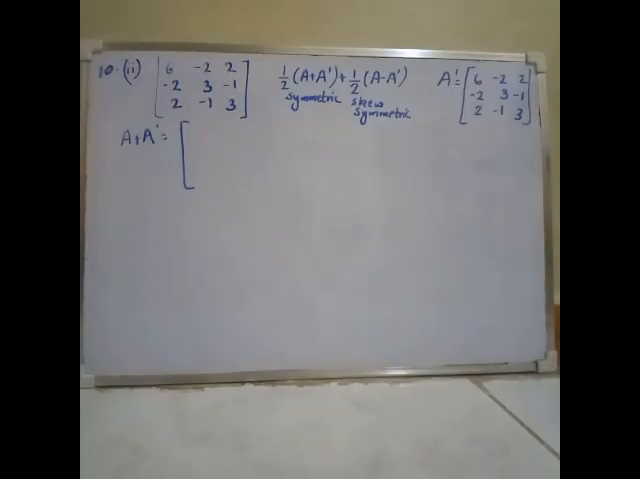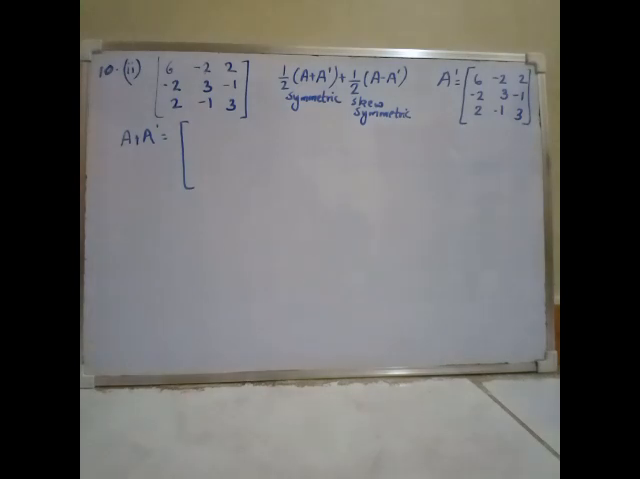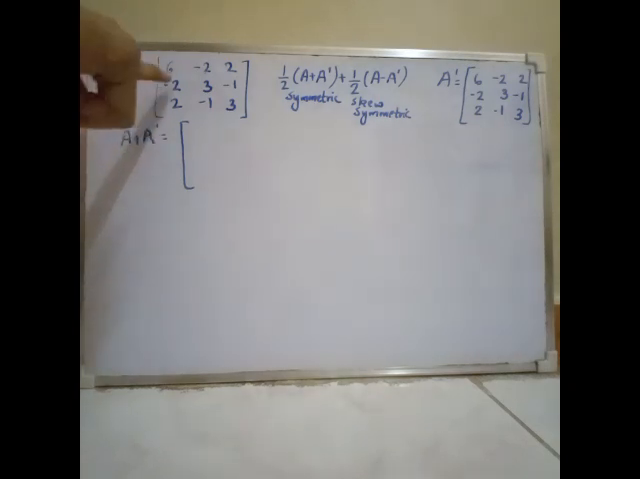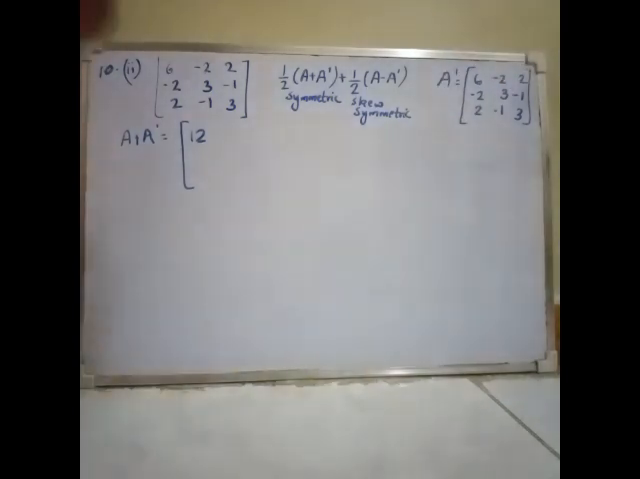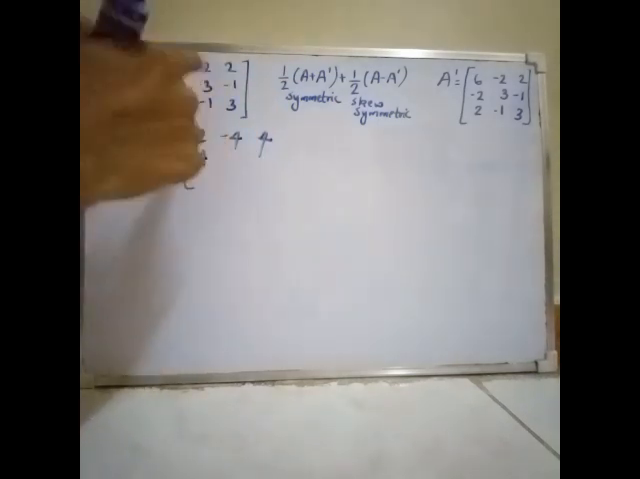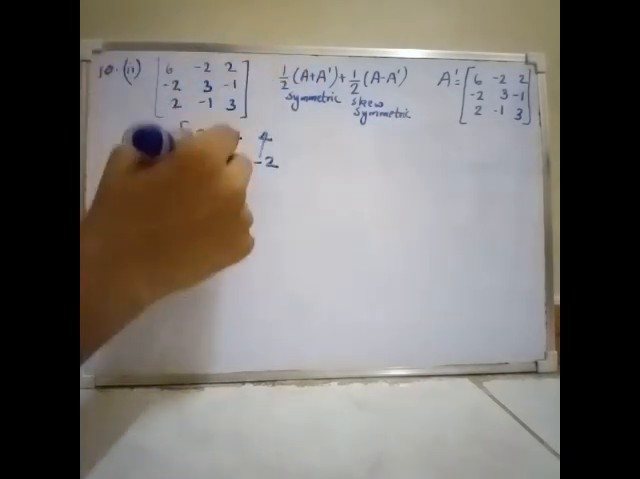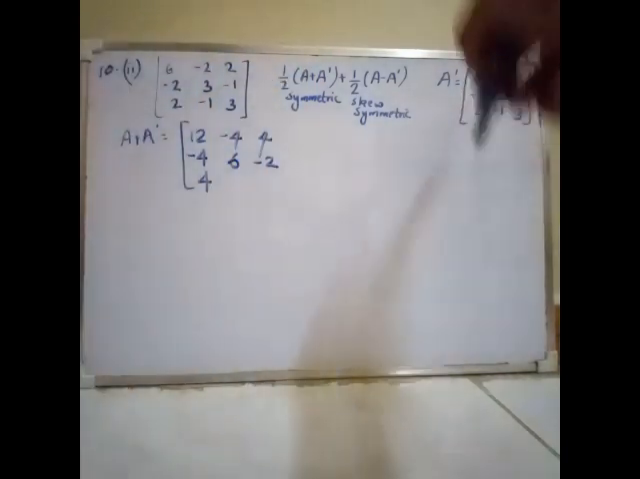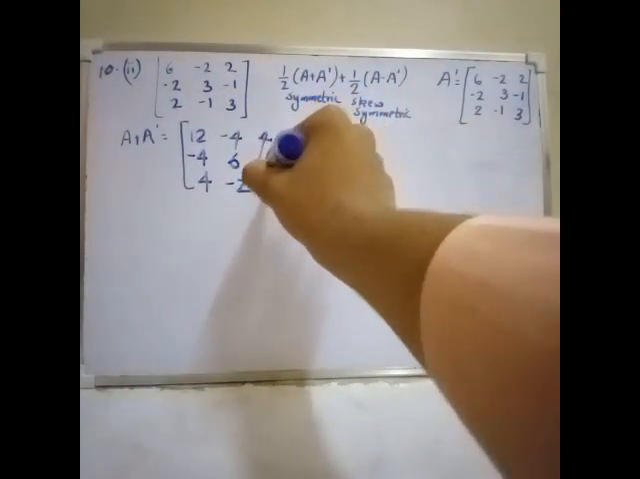Now we have the second part of the question. I have already found the A dash, right? This is our A, this is the A dash. Now we have to add A plus A dash, right? So 6 plus 6 would be 12, minus 2 plus minus 2 would be minus 4, 2 plus 2 would be 4, minus 2 plus minus 2 would be minus 4, 3 plus 3 would be 6, minus 1 plus minus 1 would be minus 2, 2 plus 2 would be 4, minus 1 plus minus 1 would be minus 2, and finally 3 plus 3 would be 6, right?